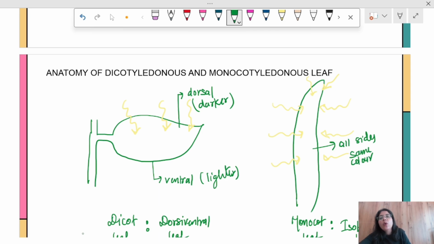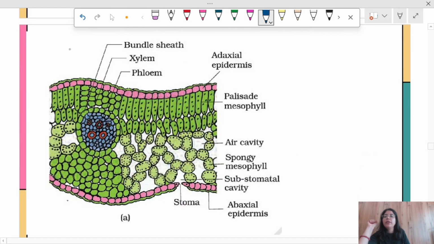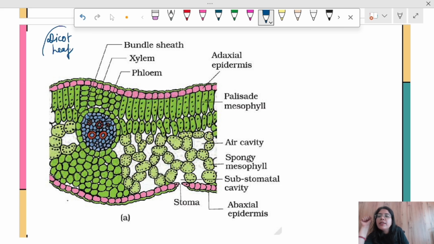Understood? Okay, fine. Now if you have understood this, just see the section of a dicot leaf. This is a dicot leaf. In a dicot leaf, you can see, just like your hand is covered by epidermis, this will be the outer epidermis, the epidermis present on the dorsal side. This is the epidermis present on the ventral side. Just like that, the leaf is also covered by epidermis on both sides.